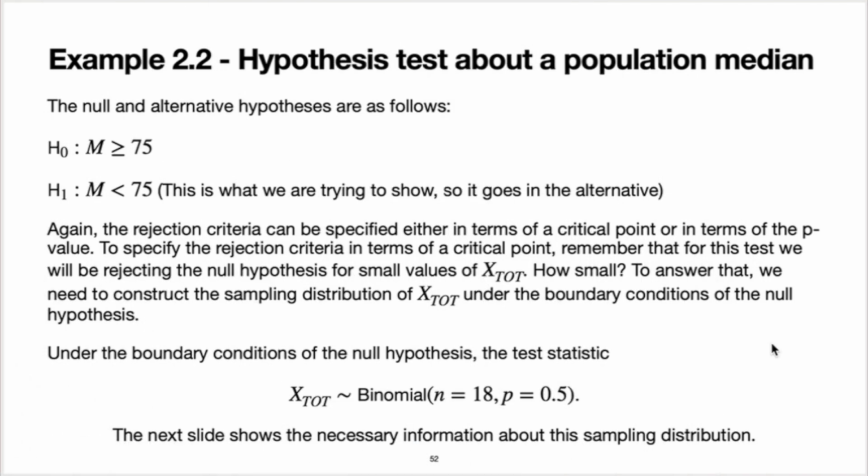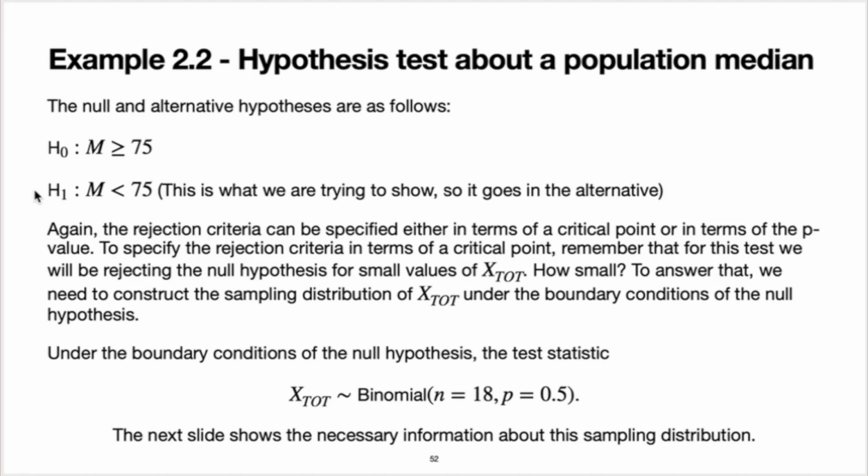So the null and alternative hypotheses are set up as follows. What we're trying to show is that the median of the population is less than 75, and so this goes in the alternative hypothesis. The opposite of that, m being greater than or equal to 75, therefore goes in the null. All right, so this is how we set up the hypotheses. Now again, the rejection criteria can be specified either in terms of a critical point or in terms of the p-value. To specify the rejection criteria in terms of a critical point, remember that for this test, we will be rejecting the null hypothesis for small values of x-tote, because small values of x-tote are consistent with the alternative hypothesis. How small does x-tote have to be in order for us to reject the null hypothesis and conclude that the median of the population is less than 75?